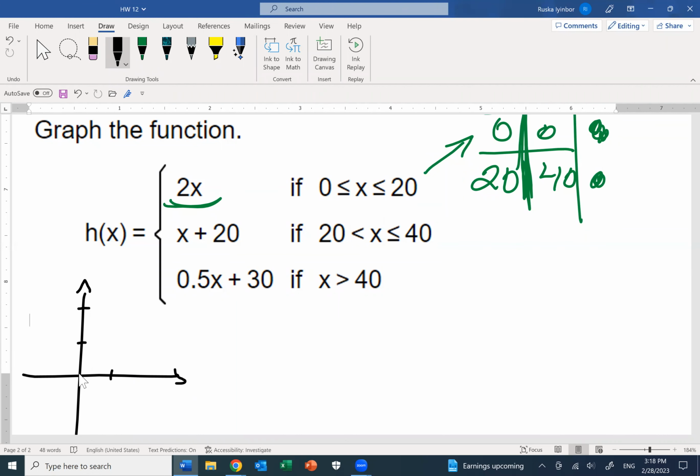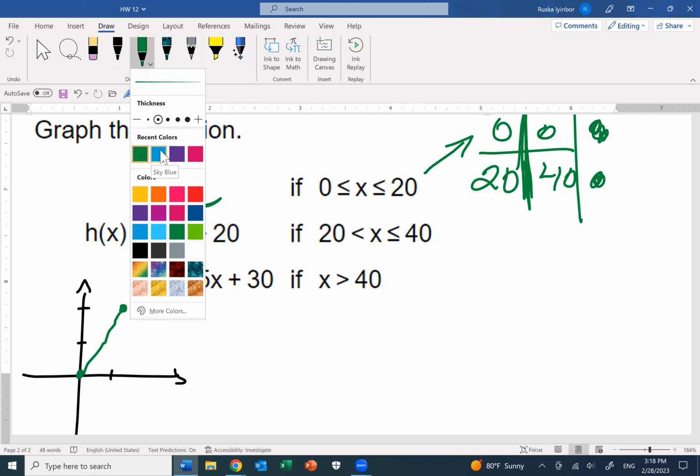Okay, so I have 0, 0, start from 0, 0. Let me do it with green. So I'm going to start from 0, 0. And then 20, 40. This is the point. It's also a filled point, not open. And you're going to connect those points with a straight line. So this is the first piece of the graph.